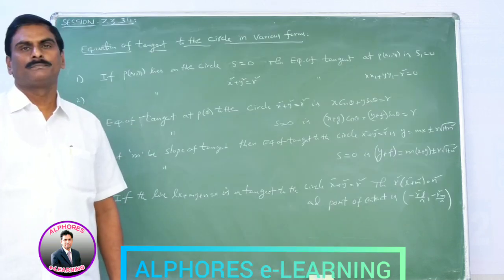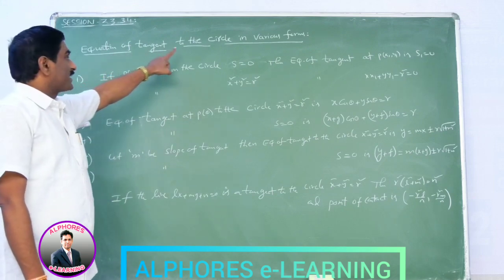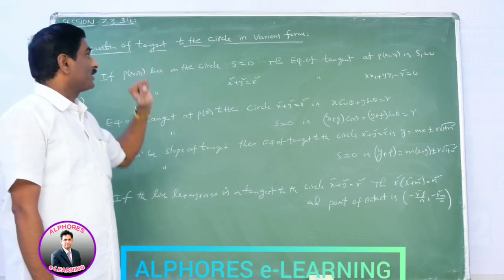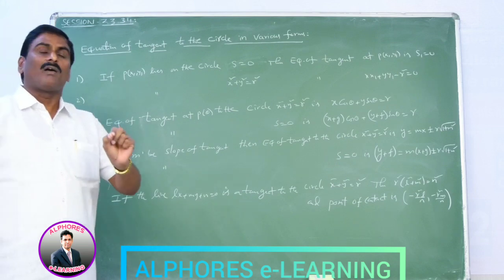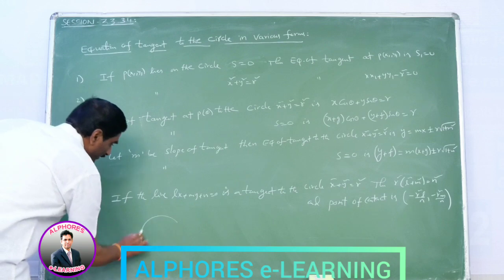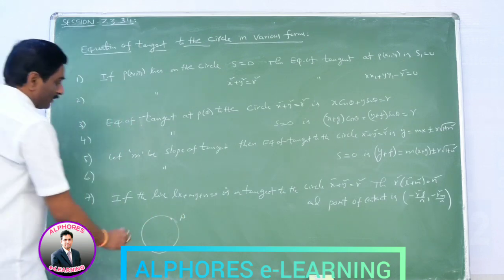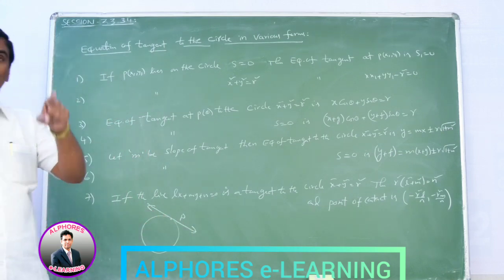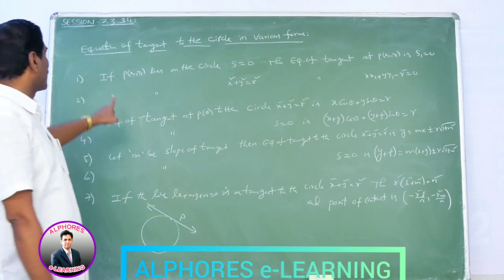Next, please note these points: equation of the tangent to the given circle in various forms. First one, if the point on the circle is given, if the point P lies on the circle, then what is the equation of the tangent to this circle at that point P? The equation of the tangent is S1 = 0. If the point lies on the circle, then the equation of the tangent at that point is S1 = 0. Please note this point.